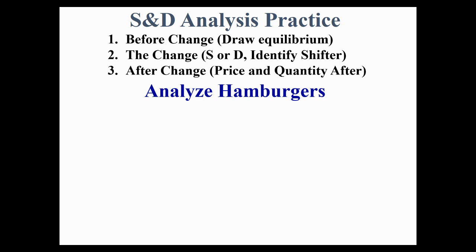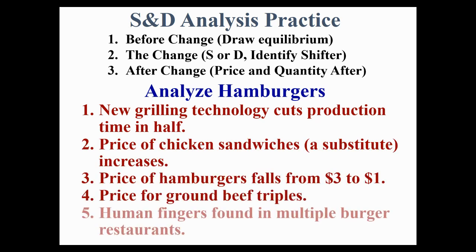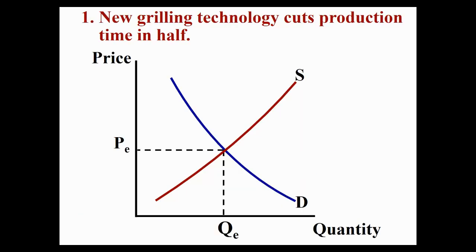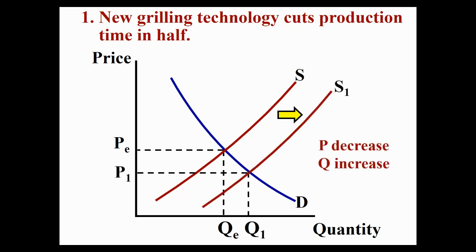So we're going to look at hamburgers once again, with 5 different examples. We're going to see what happens to price and quantity after the shifts. Let's take a look at the first example. A new grilling technology cuts production time in half. Production time sounds like supply. So it will increase supply, and that'll shift the supply curve to the right. If we look here, we can see that the price fell and the quantity went up, our new equilibrium.